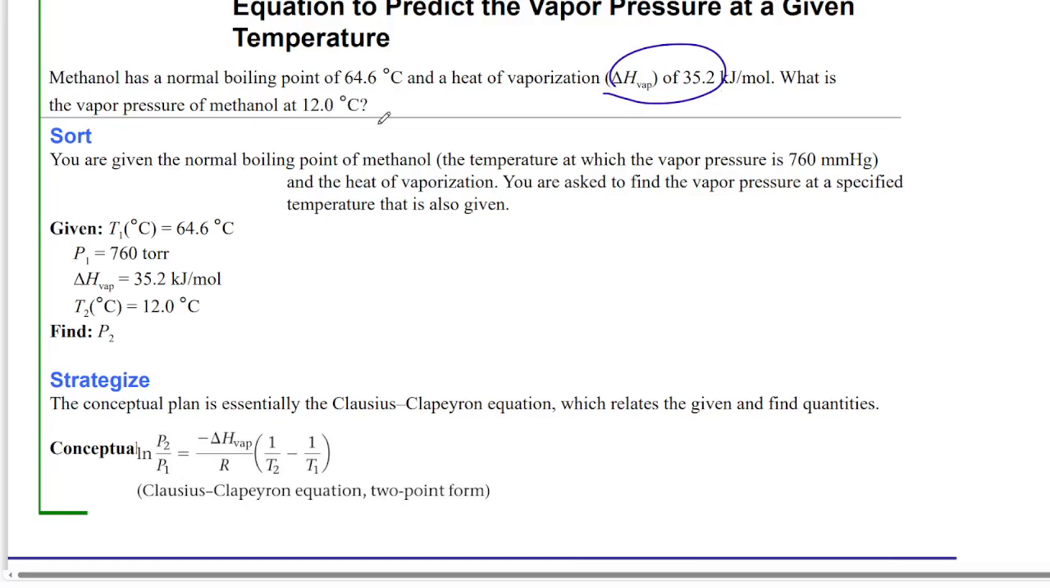So methanol has a normal boiling point of 64.6 degrees C and a heat of vaporization of 35.2 kilojoules per mole. What is the vapor pressure of methanol at 12 degrees C? So we're given all this information. If the normal boiling point is 64.6 degrees C, then we know that boiling point occurs when the pressure is 760 torr. That's equal to atmospheric pressure. We know the delta H of vaporization, and because that's the boiling point, we know T1, and we know T2, so we're going to find P2.